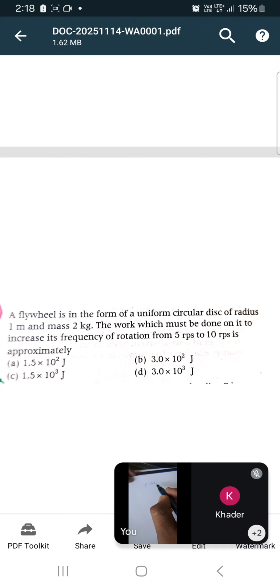And mass is 2 kg. And omega 1, that is angular frequency, 5 rps, omega 2, 10 rps. Now you have to find the work done.